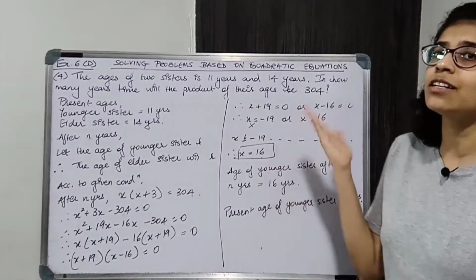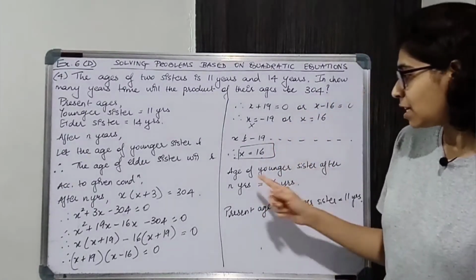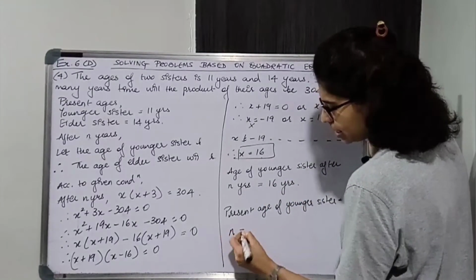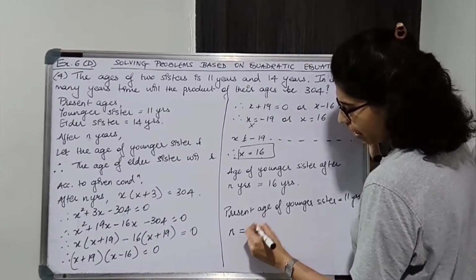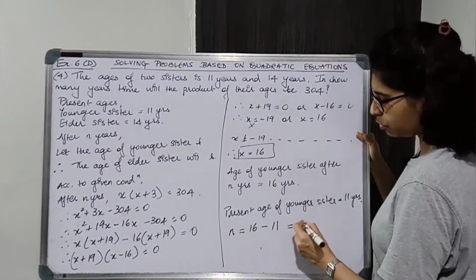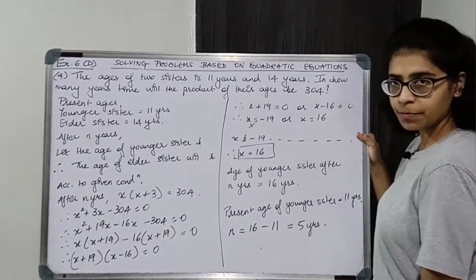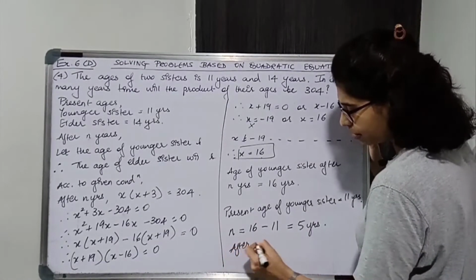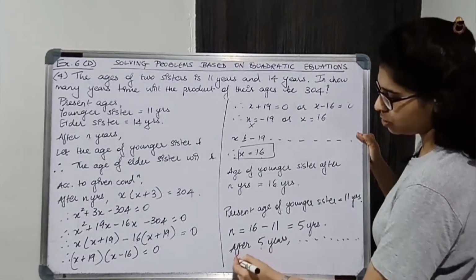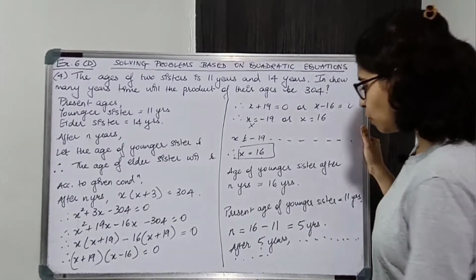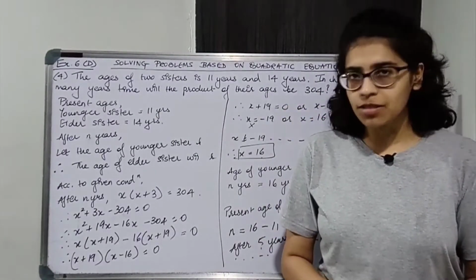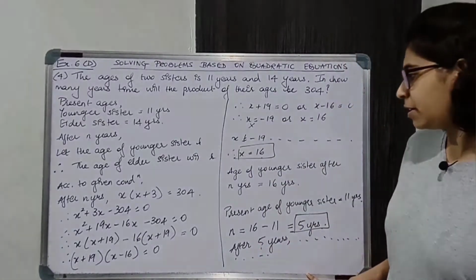16 minus 11, that is 5 years. After 5 years, the younger sister will be 16 years old. So n is equal to age after n years minus present age, that is equal to 5 years. Okay, so after 5 years, the product of the ages will be 304. So don't forget this part. Okay, box the answer, don't forget the unit, alright, years, and write down the final statement.